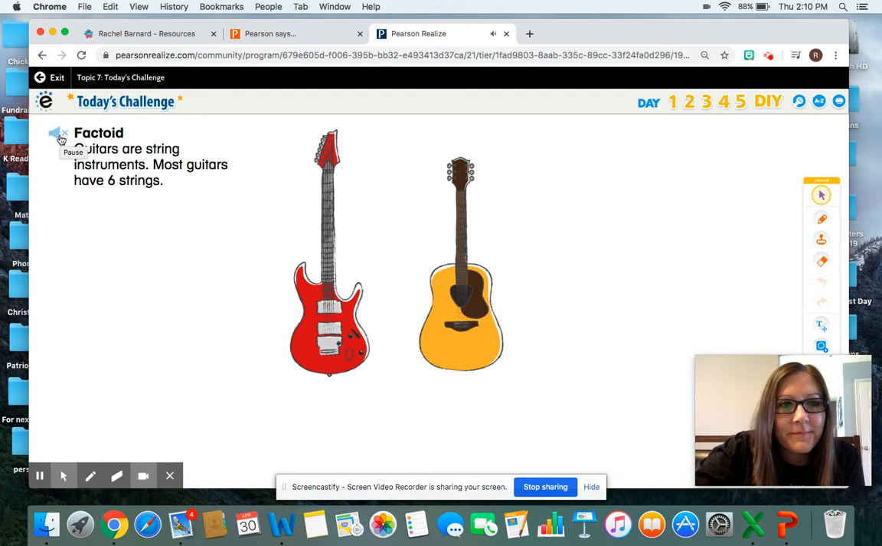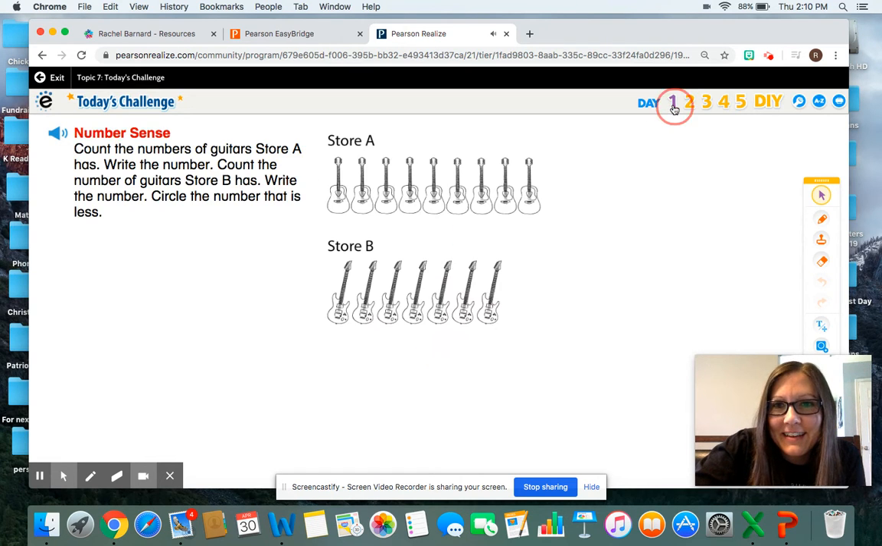Factoid. Guitars are string instruments. Most guitars have 6 strings. Let's take a look.